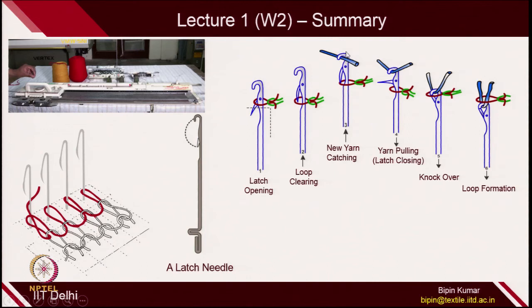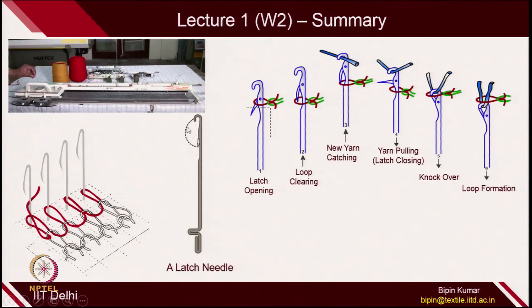You can see here it is catching the new yarn, and then the needle starts sliding down, due to which it starts pulling the new yarn. Simultaneously, the old loop starts to slide up. Because of that, the latch starts to close, and finally, once the latch is closed fully, the old loop is knocked out from the needle, and in this way the new loop is formed and the old loop gets stuck with the new loop.